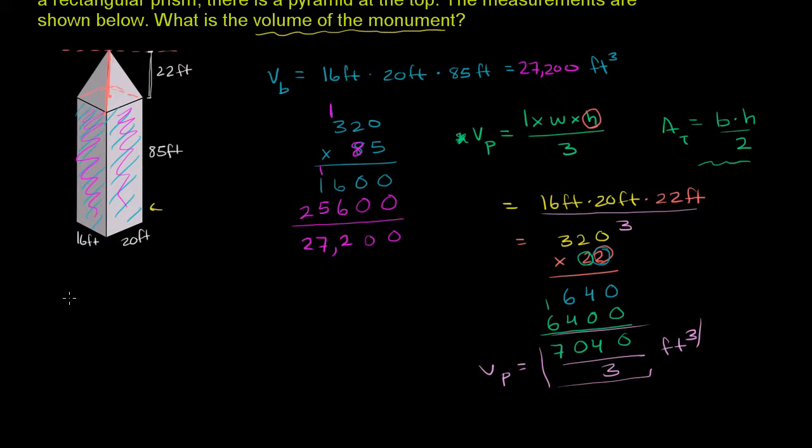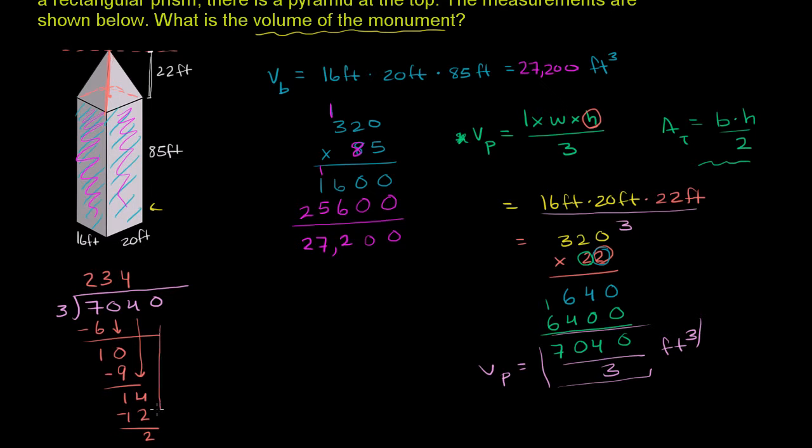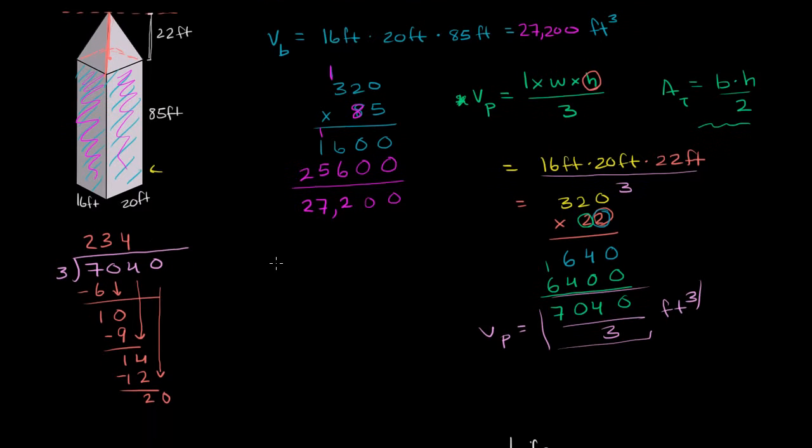So if I take 3 into, and I could use a calculator, but that wouldn't be as much fun. 3 into 7,040. 3 goes into 7,000 2 times. 2 times 3 is 6. Subtract. 7 minus 6 is 1. Bring down the 0. 3 goes into 10 3 times. 3 times 3 is 9. Subtract. You get 1. Bring down the 4. 3 goes into 14 4 times. 4 times 3 is 12. Subtract. Bring down the 0. 3 goes into 20 6 times. 6 times 3 is 18. You subtract. You have a remainder 2.